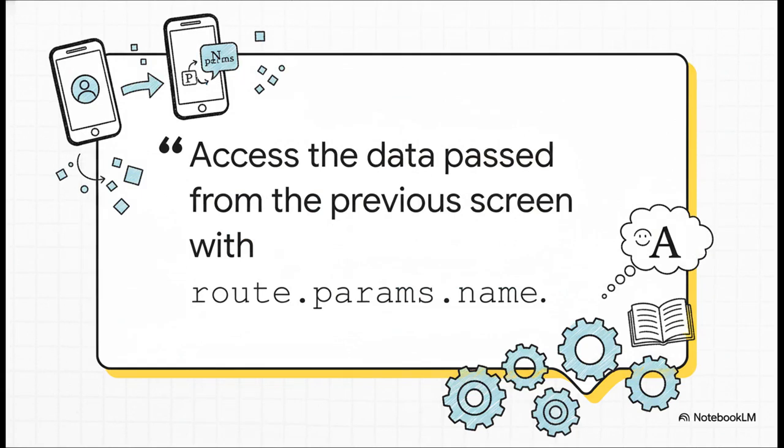And to complete the circle, the screen you navigate to gets another special prop called route. All the data you passed is tucked away inside route.params. So on our details screen, route.params.name would give us Abhishek. It's such a clean and simple way to pass information around.